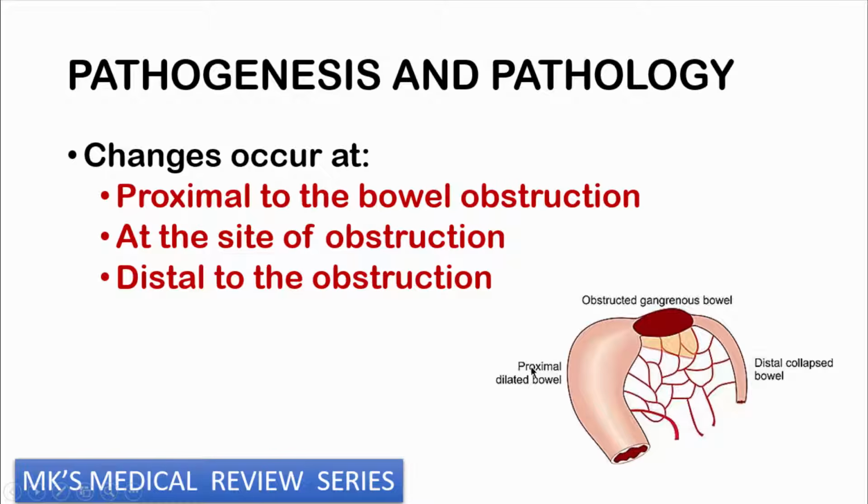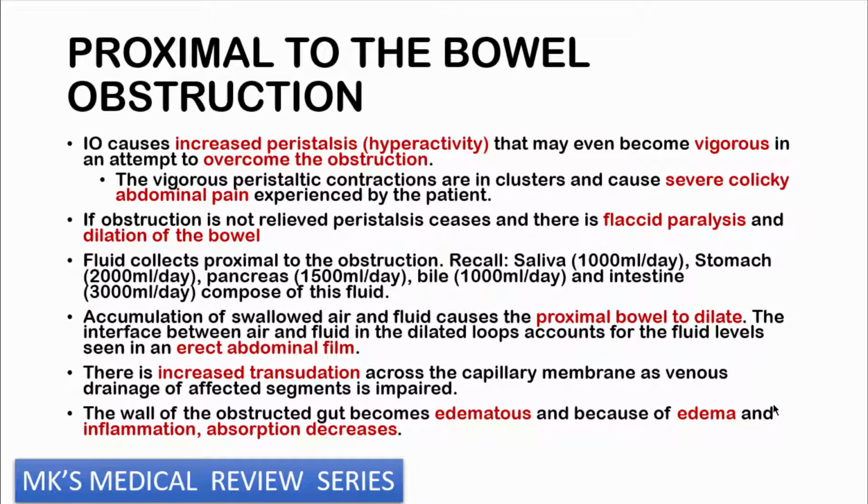So from part A, we shall label the proximal dilated bowel here as part A, the obstructed bowel as part B, and of course the distal segment here will be part C. So we shall discuss each of those and see what happens at each of the stages. That's how you're going to have a very good understanding of what is happening in intestinal obstruction. So we'll begin with the proximal bowel.